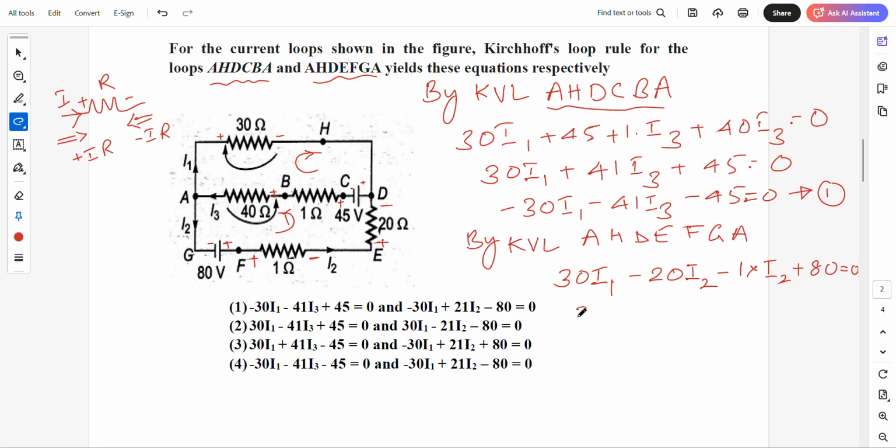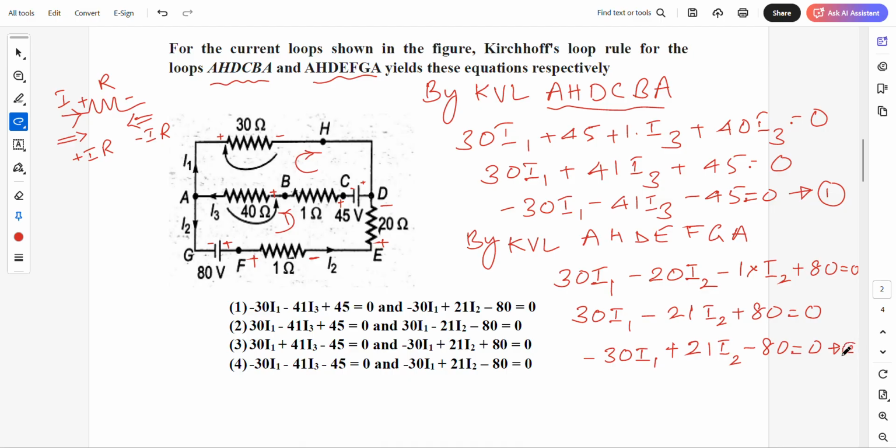Now what happens here? 30 I1 minus 21 I2, plus 80 is equal to 0. Now I can write this as: minus of 30 I1, minus into minus, plus of 21 I2, and minus of 80 is equal to 0. Call this equation number 2.